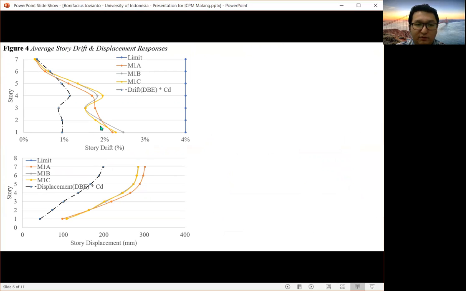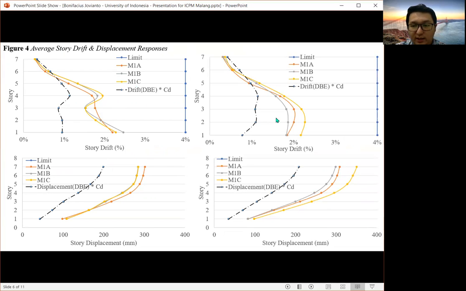On the left is the response in the X direction. As can be seen here, increased structure bay results in a reduction in story drift and displacement. 1A is orange and 1C is yellow. On the right is the drift and displacement response for the Y direction. As can be seen here, increased bay configuration results in increased drift and also displacements.